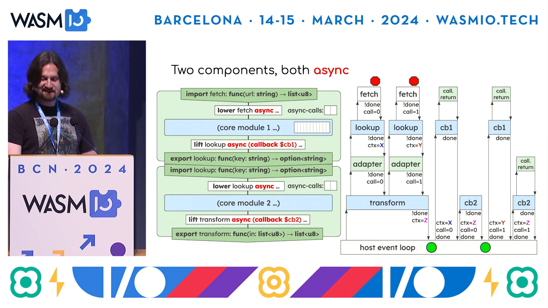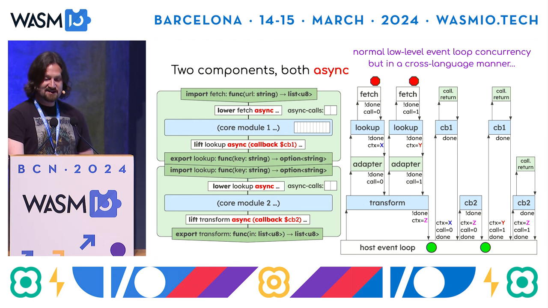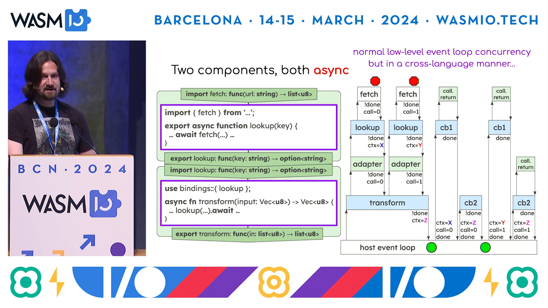So this is kind of noisy, but ultimately this is like normal low-level event loop concurrency, and the point is, we're not writing this manually, we're writing in high-level languages, and we're doing this in a cross-language manner. So component one can be written in async JavaScript, and component two can be in async Rust, for example.